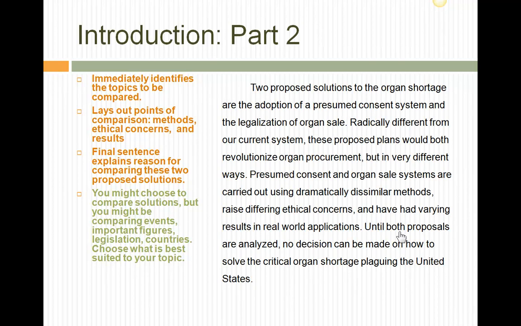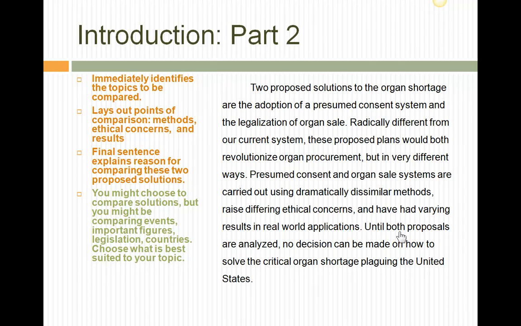"Two proposed solutions to the organ shortage are the adoption of a presumed consent system and the legalization of organ sale." All right, so now we have our topics, and then she's going to go on to clearly lay out for us the points of comparison. "Radically different from our current system, these proposed plans would both revolutionize organ procurement, but in very different ways. Presumed consent and organ sale systems are carried out using dramatically dissimilar methods, raise differing ethical concerns, and have had varying results in real-world applications."